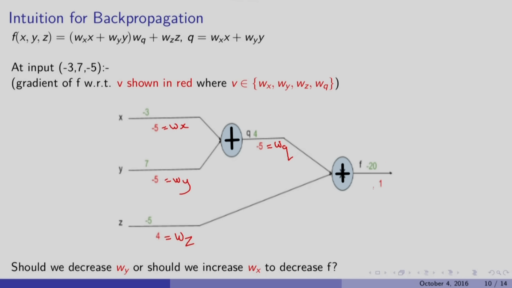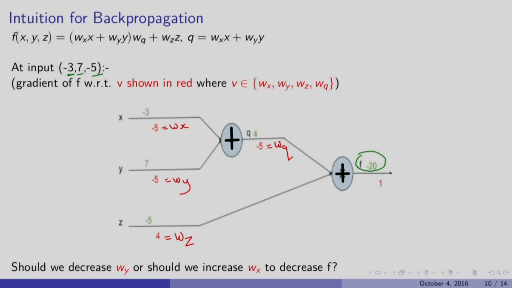That is what we will discuss. So the desired configuration for the inputs was -3 for x, 7 for y, and for z it was -5. For f it turned out to be -20. So you realize that the predicted value 1 is more than the observed value -20, beg your pardon.